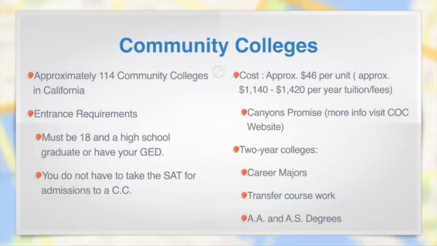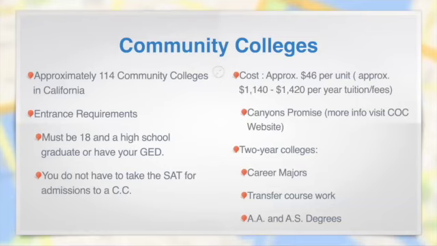So cost per unit pretty much comes down to approximately, keep in mind it's across the board, about $46 per unit. But at COC, they have a very unique program called the Canyons Promise Program that if you apply for, you follow all of their steps and meet all their deadlines, and they help guide you through it all, and they cover the price per unit for the first 2 years. So it's an amazing deal. If you want more information about that, please feel free to visit COC's website. I have nothing but great things to say about their program.